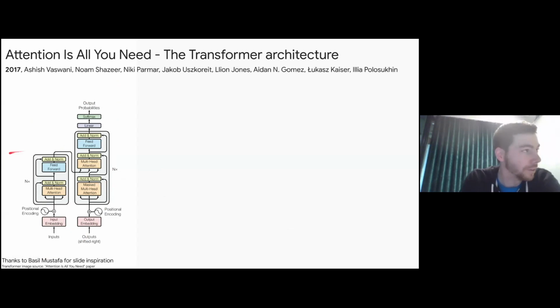As I mentioned, this comes from the translation community. So when trying to understand the architecture, really think of the translation task. Like we have some text, maybe in English, and we want to generate the translation of it, again text, maybe in Japanese.